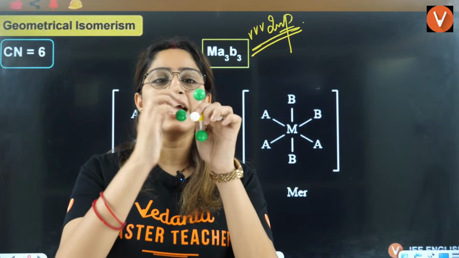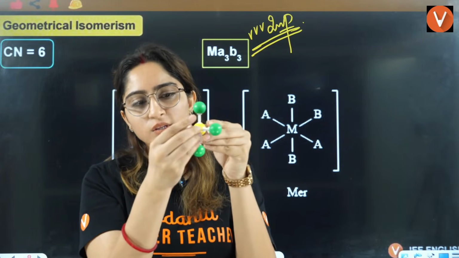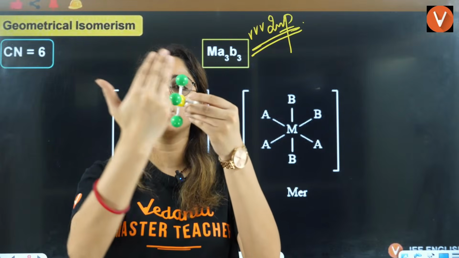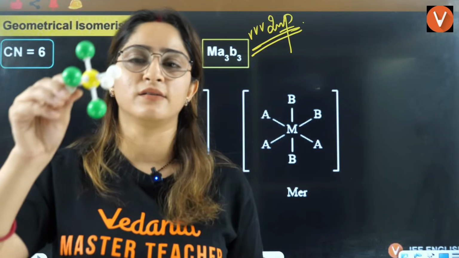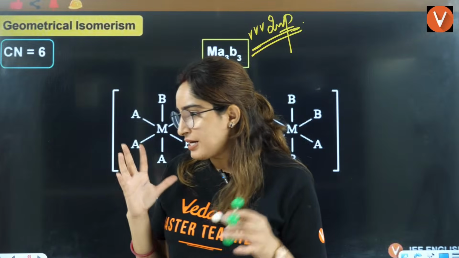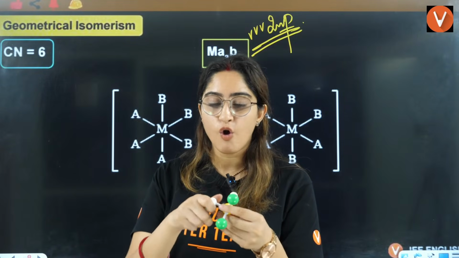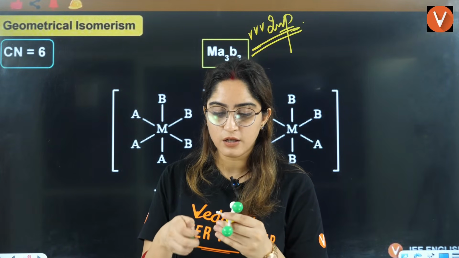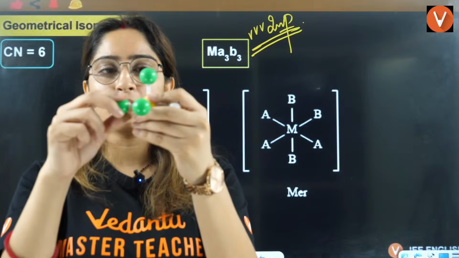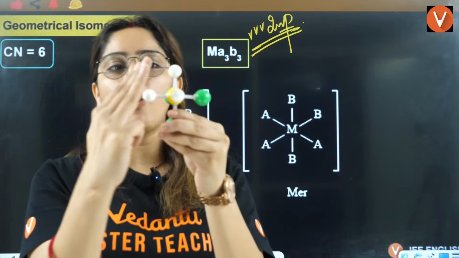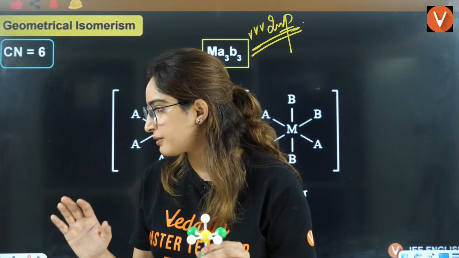Facial, beta, is triangular, it is forming one triangle. This is the second triangle, third triangle, fourth triangle. In total you have 1, 2, 3, 4, 5, 6, 7, and here you have 8. Are you able to understand why it has 8 phases and what is facial? Facial is when you have all the same atoms on one face. So these three same atoms are on one triangular face. These three same atoms will be on one triangular face. That is called facial isomerism.